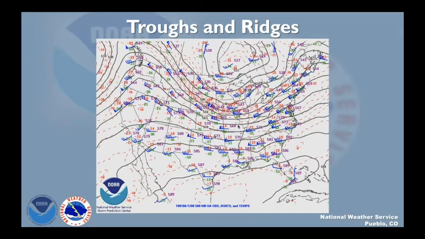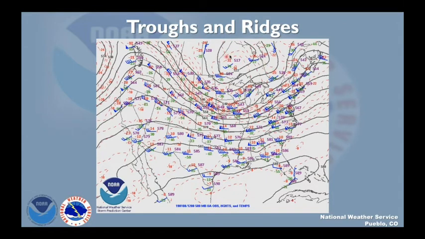Generally, you're probably going to see some unsettled weather over Iowa, Illinois, and Missouri in this area, whereas over here in the Pacific Northwest, it's probably going to be a little bit nicer weather. There's a ridge over it.